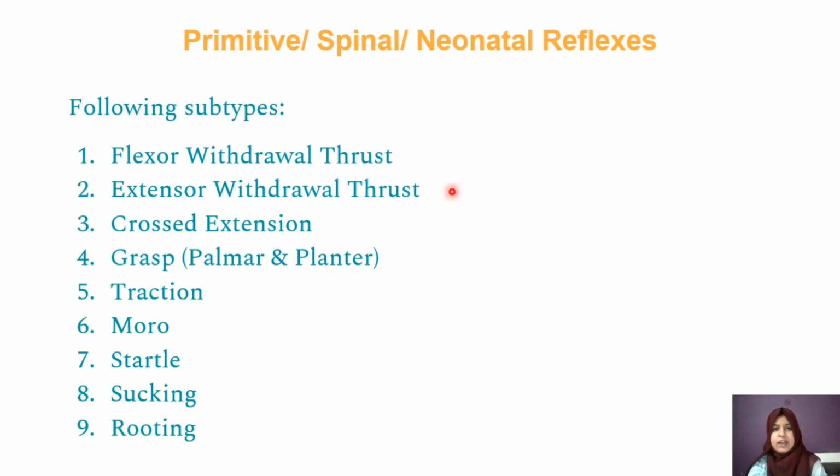So there are 9 primitive reflexes such as the flexor withdrawal thrust, extensor withdrawal thrust, cross extension, grasp, which can be palmar and plantar, traction reflex, Moro reflex, startle reflex, sucking reflex and the rooting reflex. We will discuss each and every reflex, how we can assess it, and what the onset and the integration of the primitive reflexes are in the next slide.